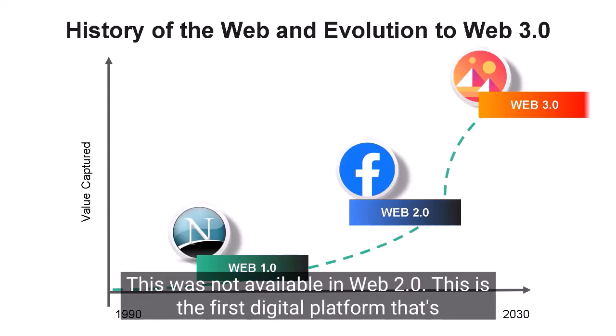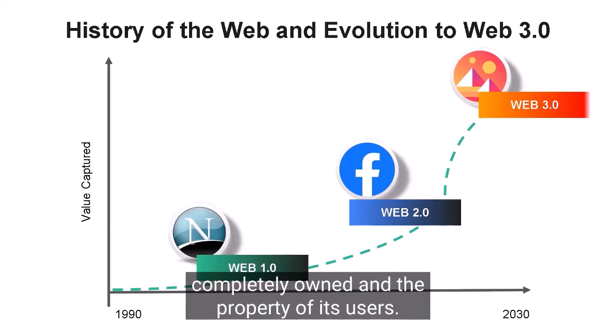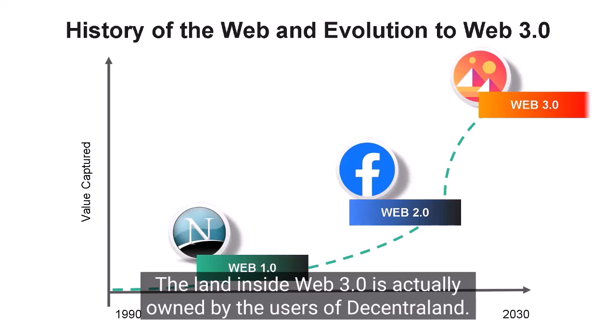This was not available in Web 2.0. This is the first digital platform that's completely owned and the property of its users. The land inside Web 3.0 is actually owned by the users of Decentraland.